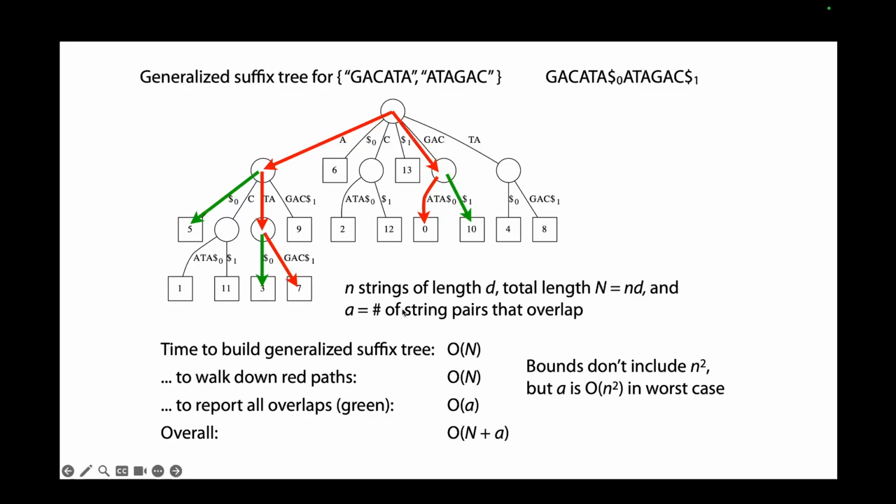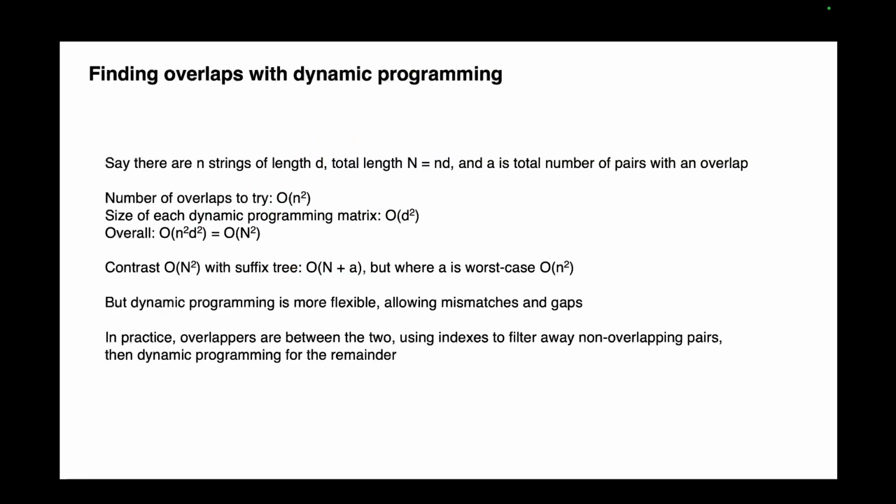For building the suffix tree, it is going to take you linear time. To walk down the paths, it's going to take you linear time. And to report out all the overlaps, it's also going to take you linear time. Overall, it takes linear time. So bounds don't include n square, but A is also, I mean, this is not the worst case scenario. The worst case scenario is quadratic time, but generally, you do not go there. It's most probably linear time only.